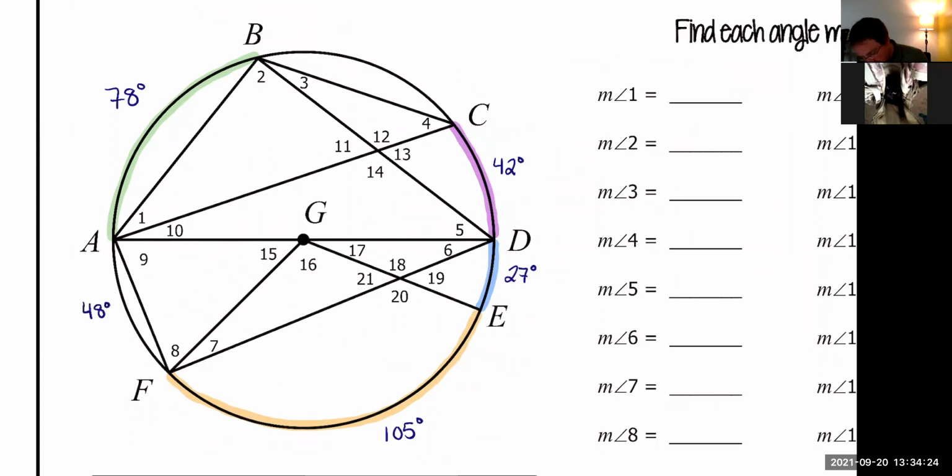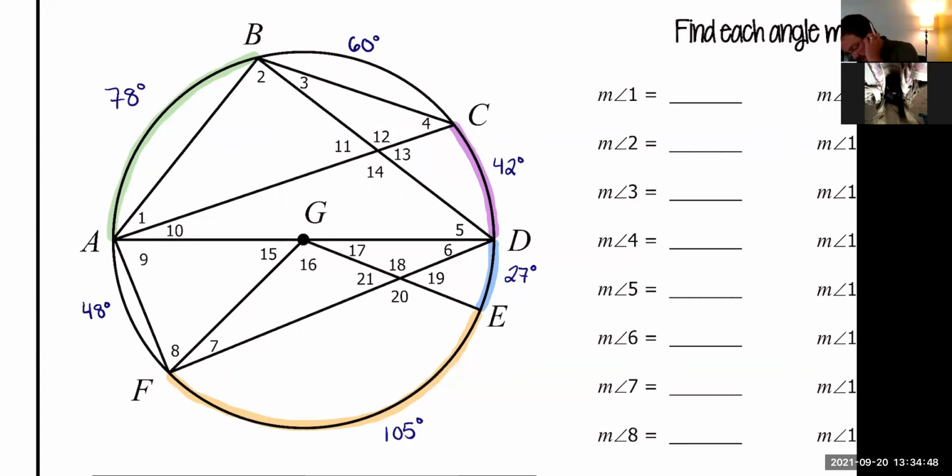Okay. And then taking 78 and 42 from 180, we get 60. So now, good news is, we now know every single arc all the way around this circle, which gives me the total 360 degrees. So that's going to be very powerful. It's going to help me start finding some of these angles.